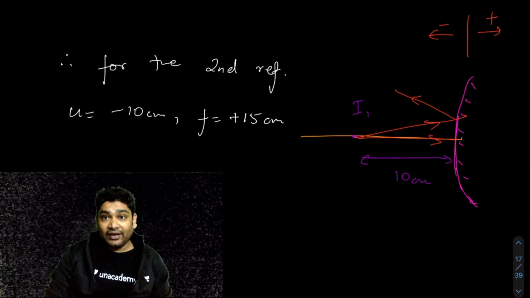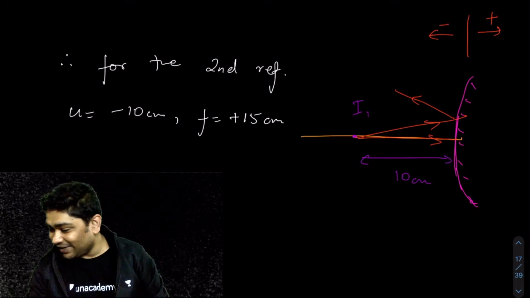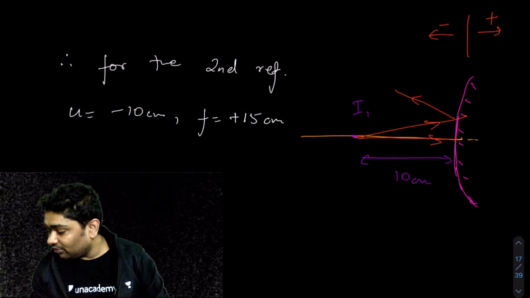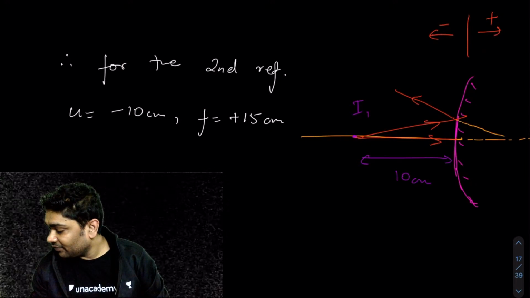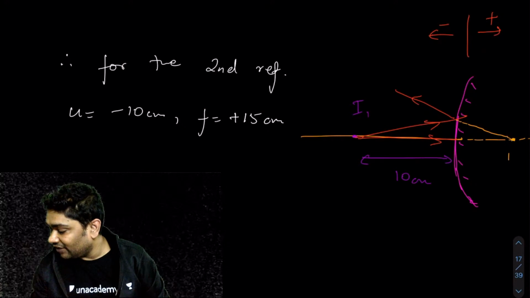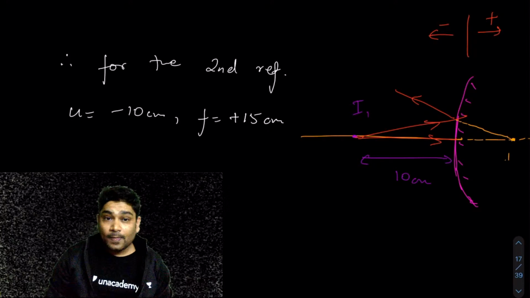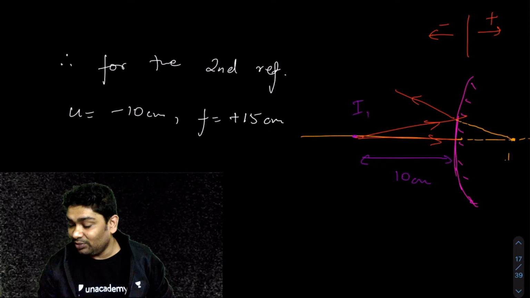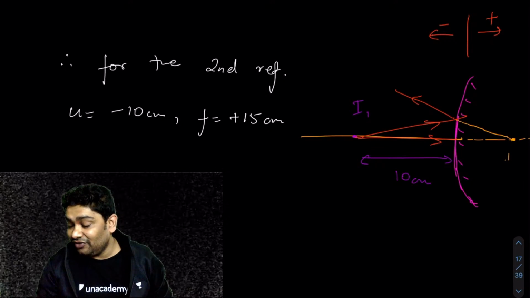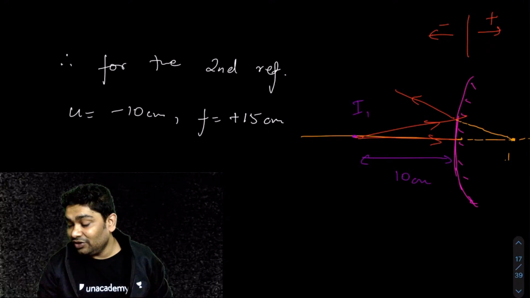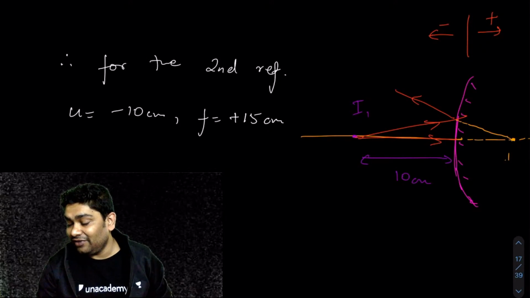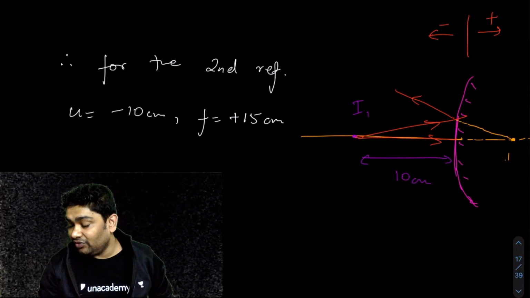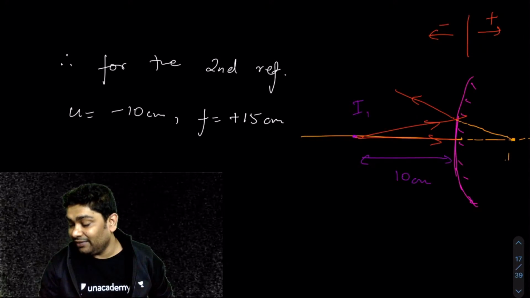Now we will find the image due to this. You can even judge that from ray tracing, that the image would be formed somewhere here. This is where you have the final image I2. Let's also judge that with the help of this formula. Applying 1 over V plus 1 over U equals 1 over F, 1 over V would be equal to 1 over 15 plus 1 over 10.